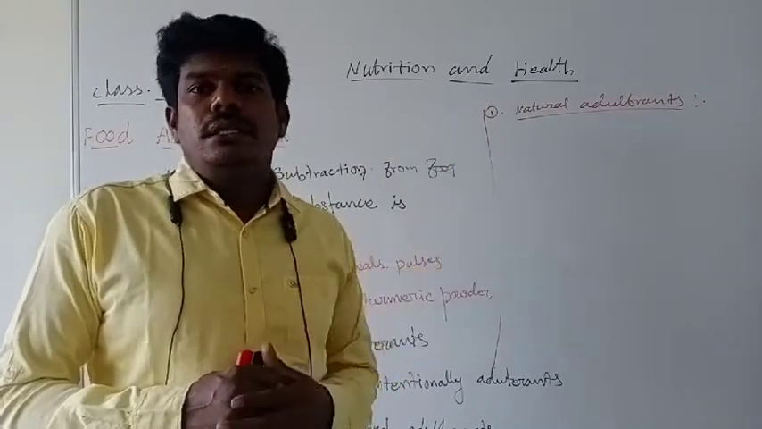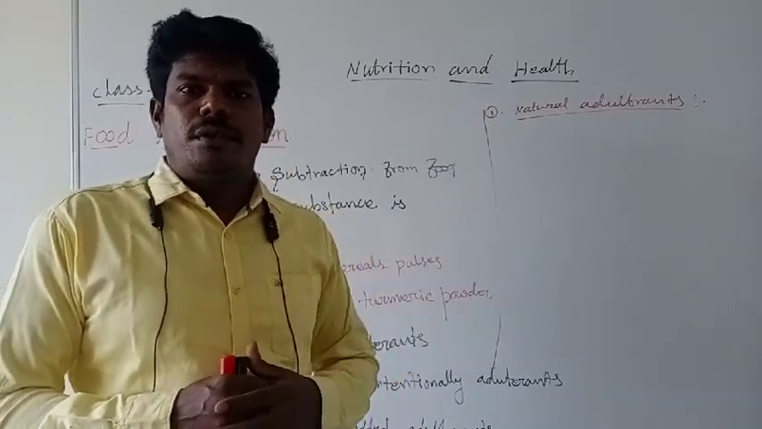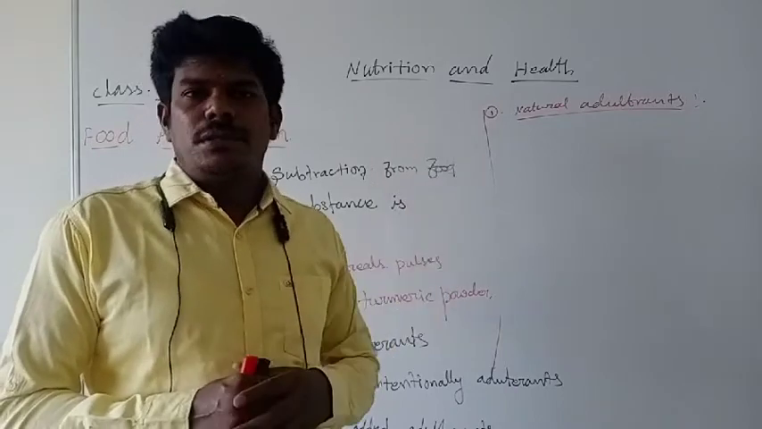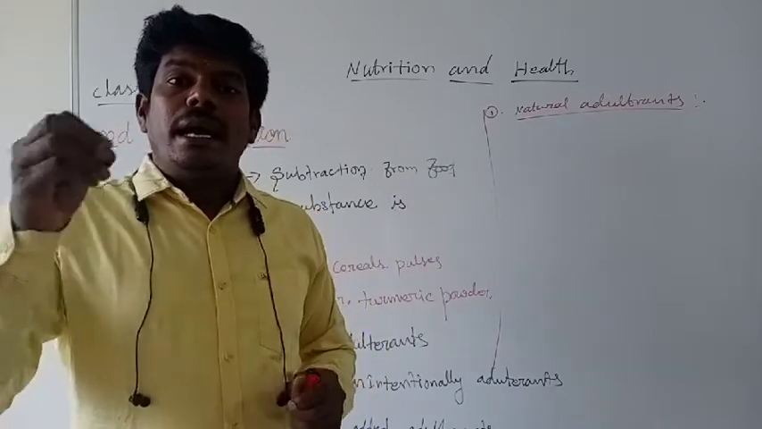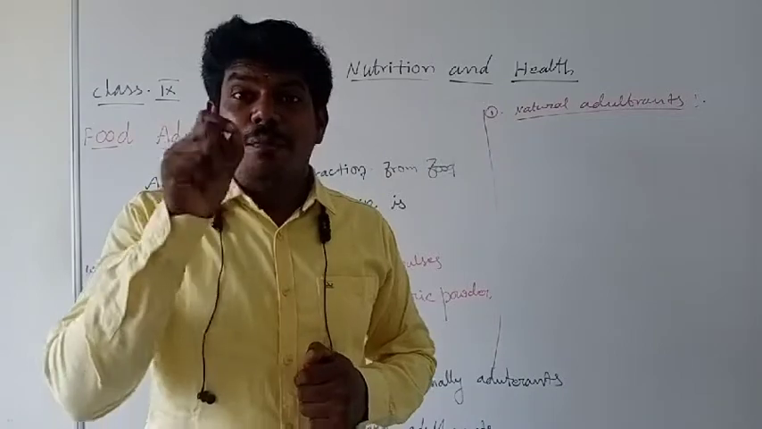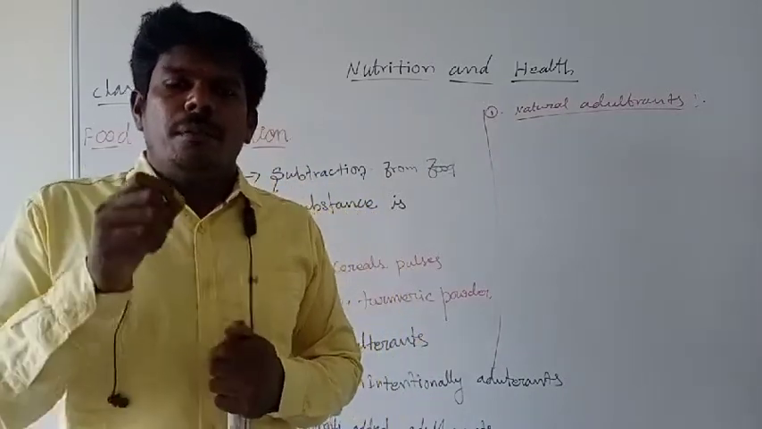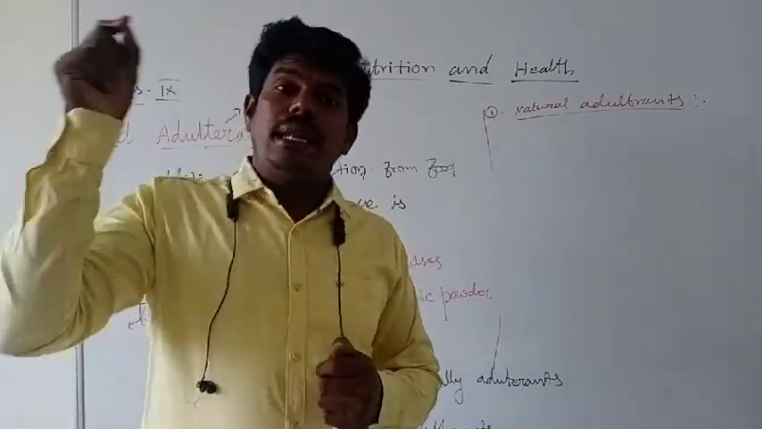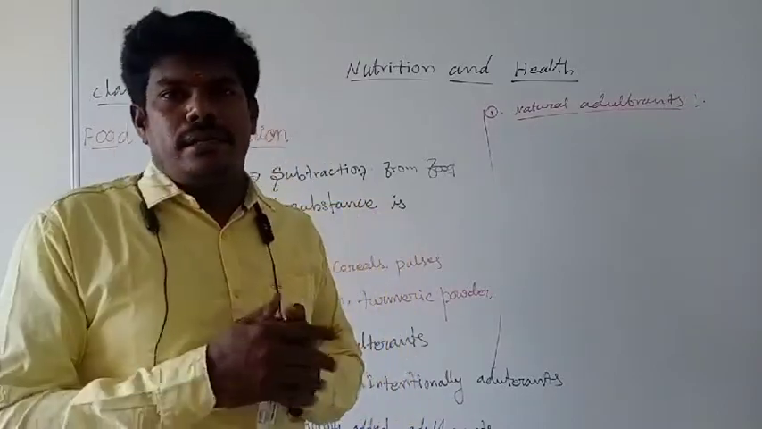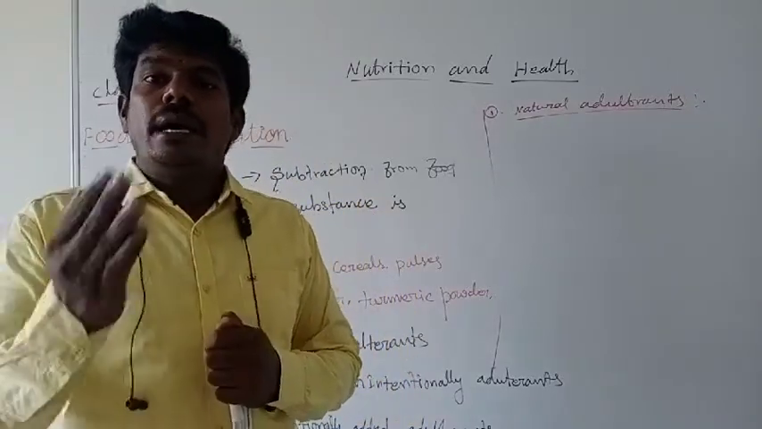Severe disease will spread, and finally the person may die. So that poisonous substance is also present naturally, that is a natural adulterant. That is what we call a natural adulterant.